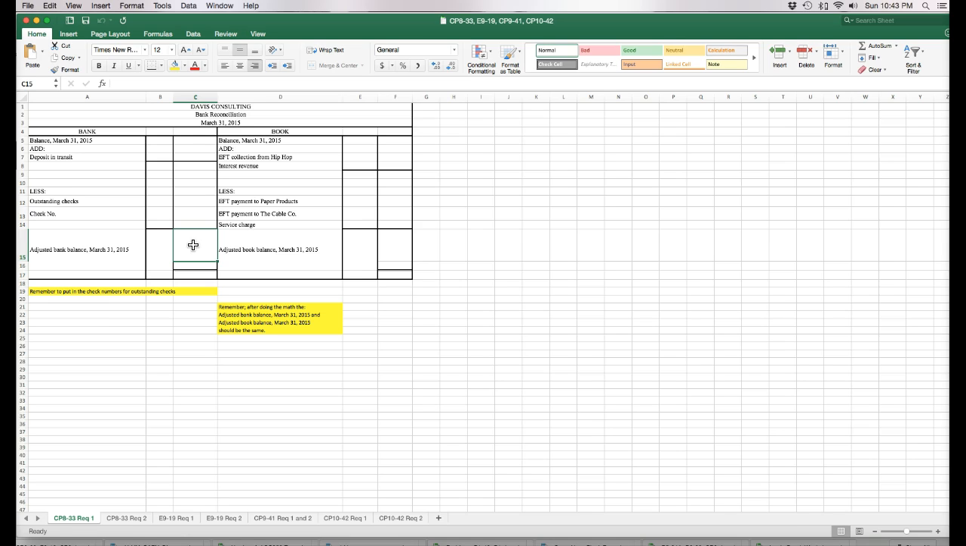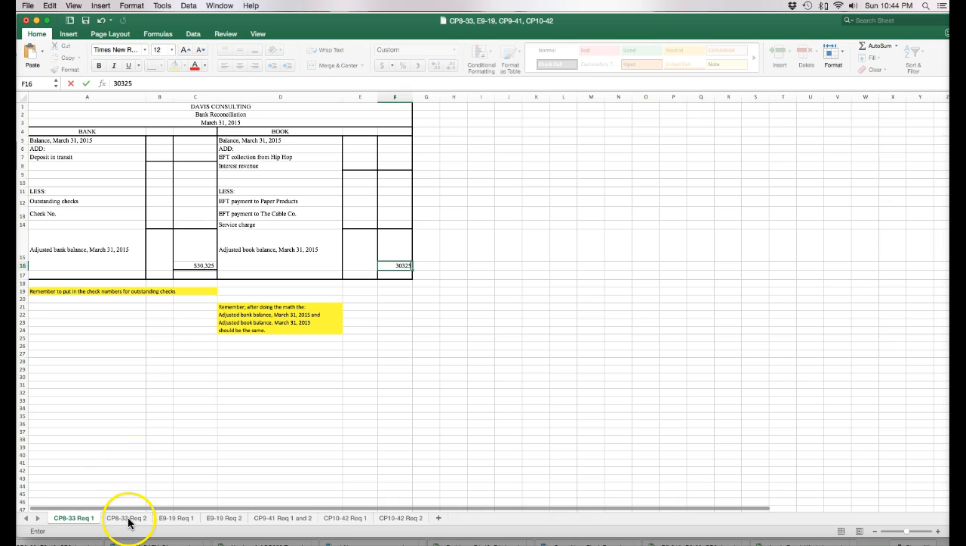All right, and I can just give you a hint that the ending balances for both of those should be $30,325. So your ending balance on the bank side will be $30,325, and on the book side will be $30,325. So you can see we've reconciled it so that we know that in essence we have the same balance, and that's what a bank reconciliation does.